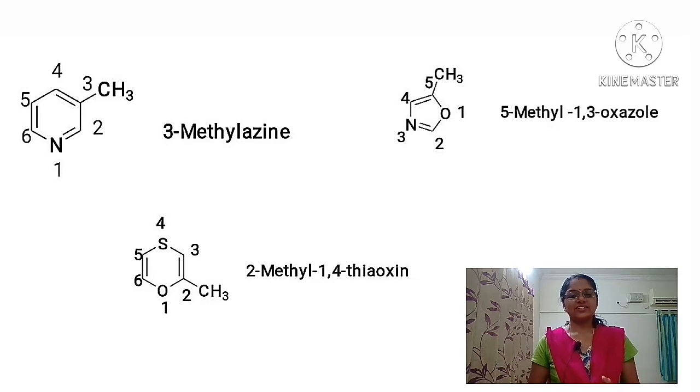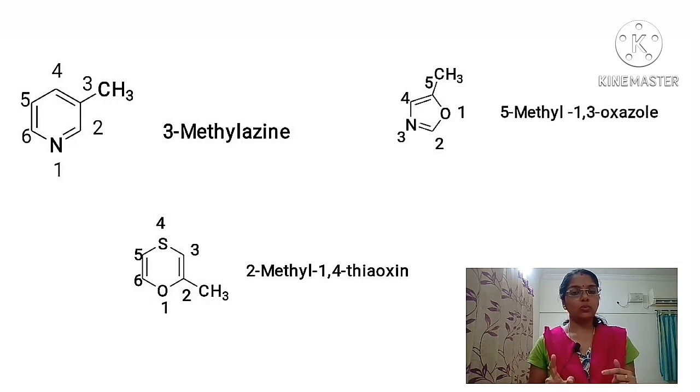So look at the next structure. It contains a 5-membered ring in which oxygen and nitrogen heteroatoms are present. If there are two heteroatoms, first we have to take the group number. Oxygen belongs to the 16th group and nitrogen belongs to the 15th group. The atom having the highest group number will get the preference. So we have to number from oxygen and then to the nitrogen.